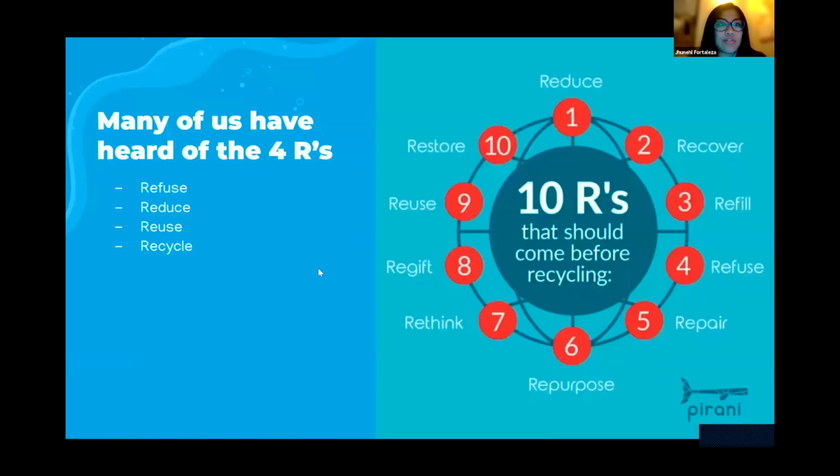So many of us have heard about the 4 R's: refuse, reduce, reuse, and recycle. So there's actually 10 to consider. So not only can we reduce our plastic use, we can also recover different items. We can also refill the items that we use often. We can refuse to use plastic. We can repair the things that we already have or repurpose them along the same lines. We can rethink how we think about using plastics and rethink how we can use alternatives. We can also re-gift items and reuse, of course. And then lastly, we can restore the items.